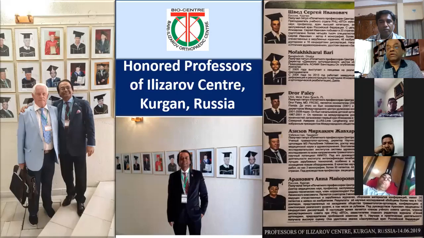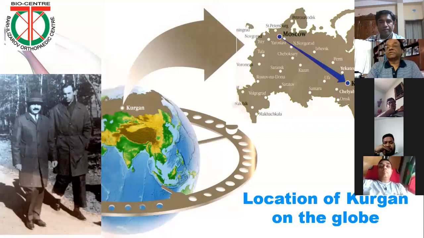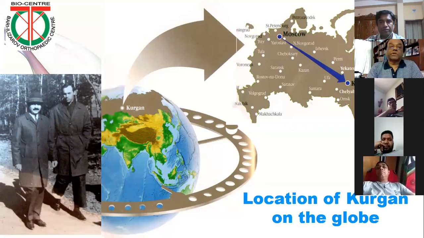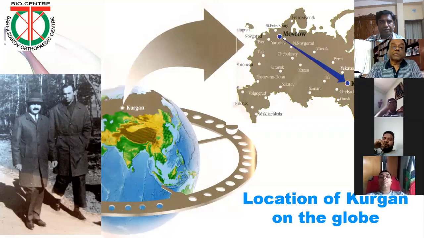If you look at this map, you can see the location of Kurgan on the globe, more than 2,500, nearly 3,000 kilometers from Moscow. So this is Kurgan, a small town. Even though it is small, the Ilizarov center is situated there. The Kurgan center was especially for the armamentarium of the army, and the Ilizarov center is well known all over the world.